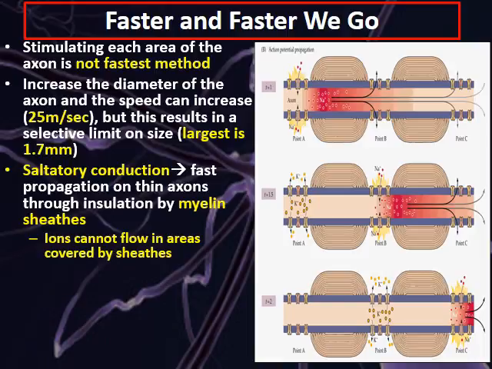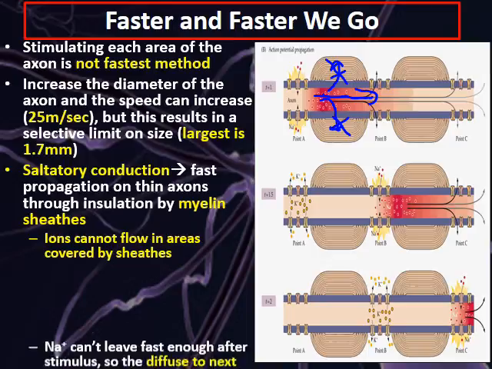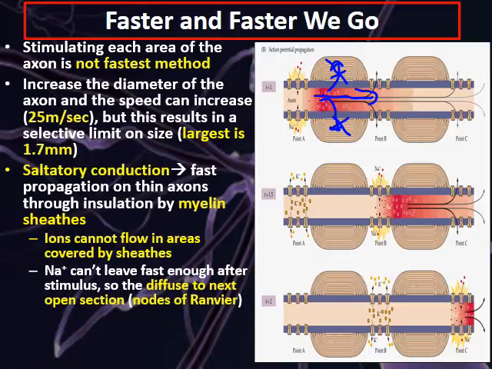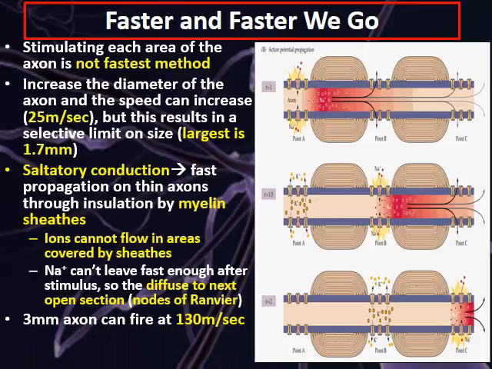Basically, ions cannot pass through the membrane where it's covered by the myelin sheath. So sodium can't leave here. Since sodium can't leave, it's only going to move through the inside until it gets to the next node of Ranvier, and then it will be able to diffuse out at the next node of Ranvier. This allows a quick diffusion of sodium ions from a high concentration to a low concentration. Once again, we're seeing movement and diffusion being a big part of this process.